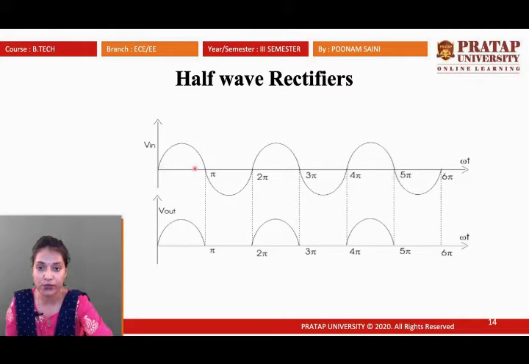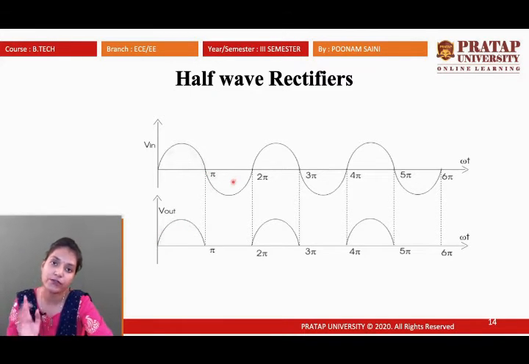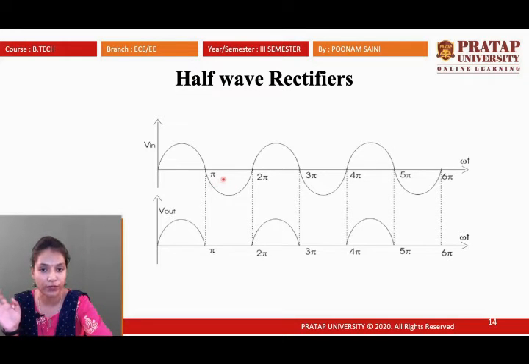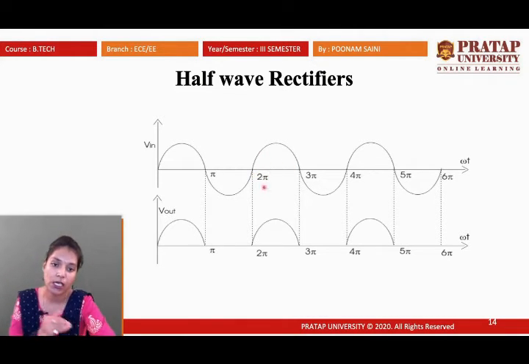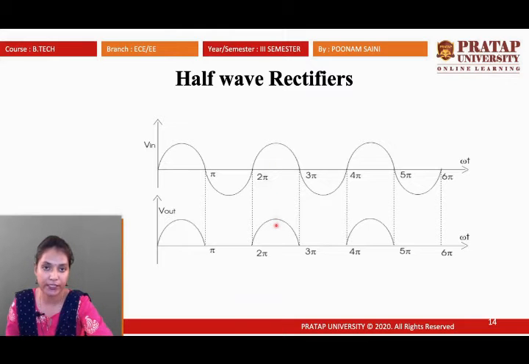From 0 to pi, the diode is in forward condition, which means it will convert the positive cycle. From pi to 2 pi, the diode is in reverse bias, which means there is no conversion. The negative half cycle is going to be blemished. From 2 pi to 3 pi, again the diode is in forward condition, so it will convert into DC form.